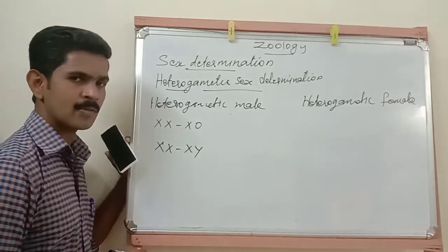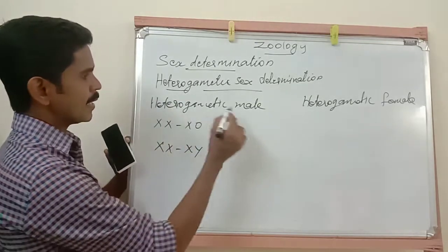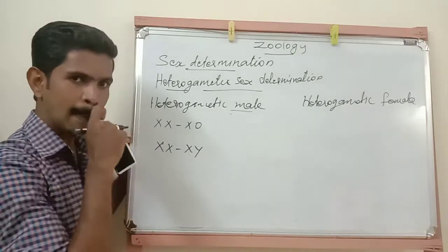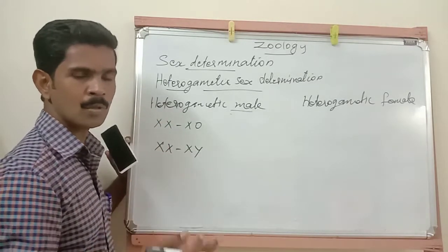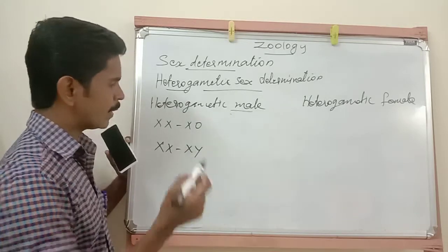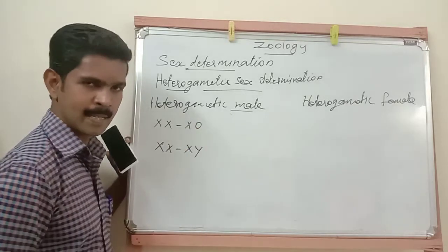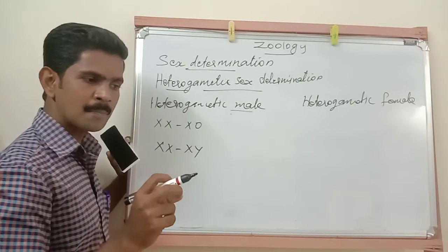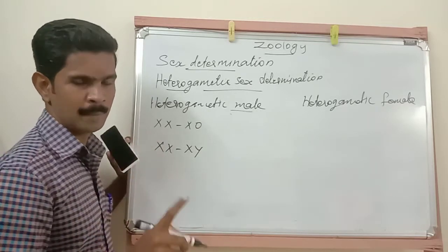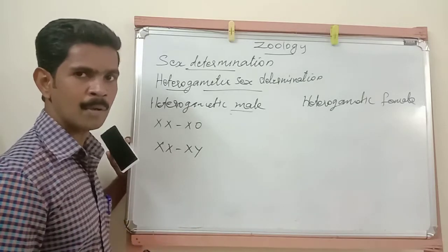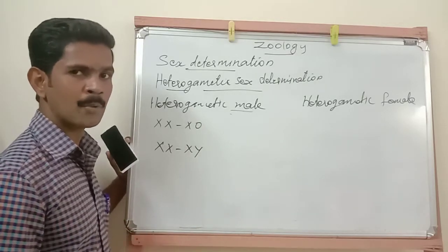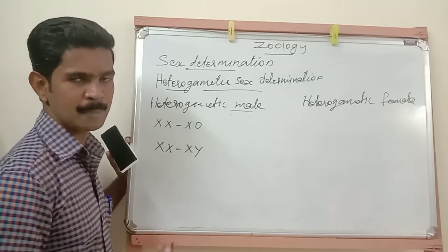Listen very carefully, dear students. See here, heterogametic male. Heterogametic, as I already told you, means different. Both chromosomes are different. So in this type of sex determination, the female produces only one type of gamete, or only one type of egg. But the male produces two different types of sperms.